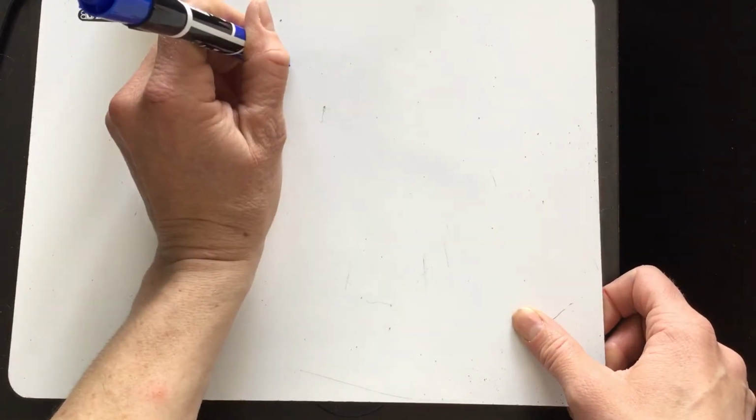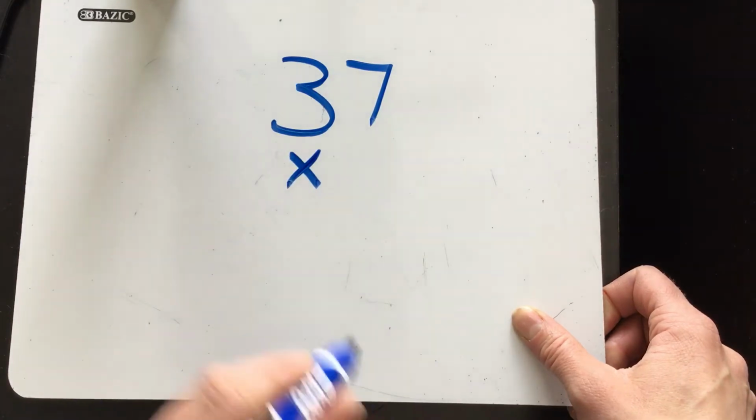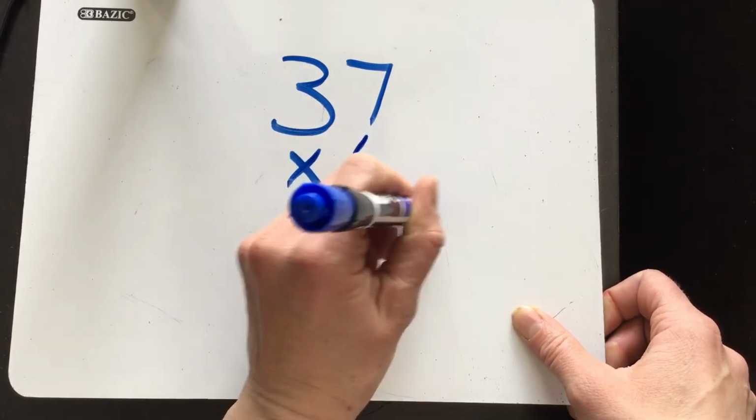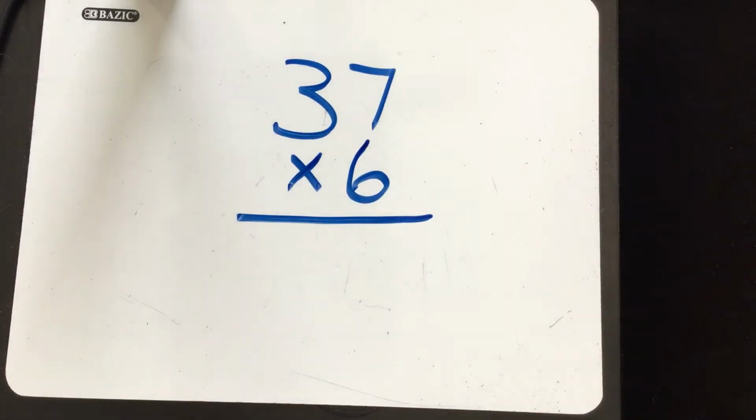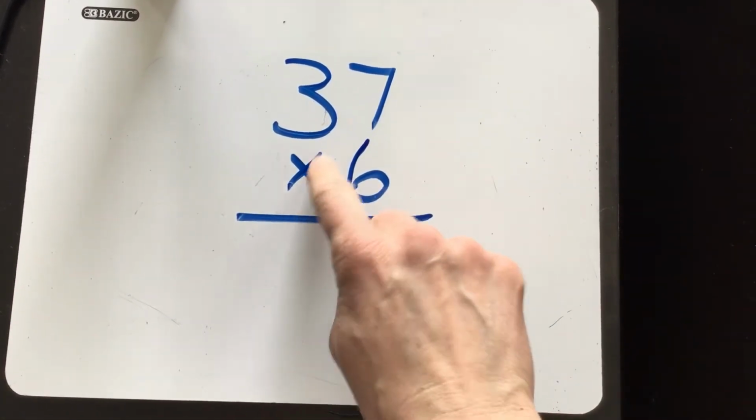So the first one we're going to look at is just a 2-digit by a 1-digit. I'm going to choose 37 and multiply it by 6. So right now it's 37 times 6. The traditional method is you always multiply your ones digits first. My ones digits are the 6 and the 7, so I'm going to go with 6 times 7.